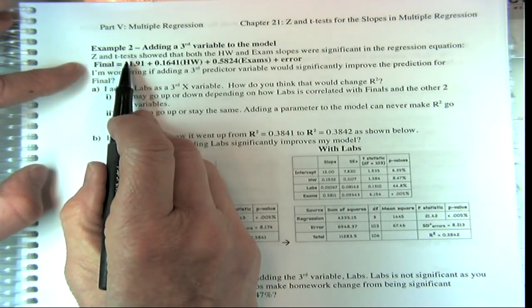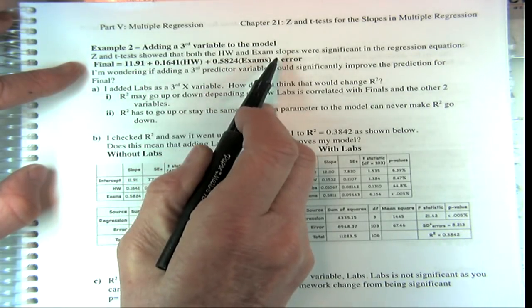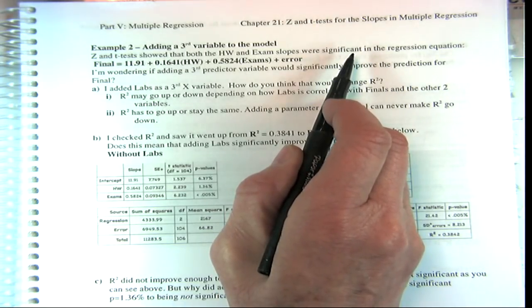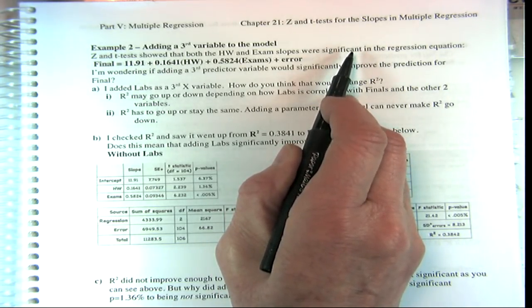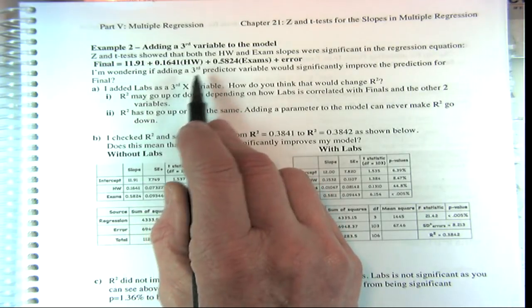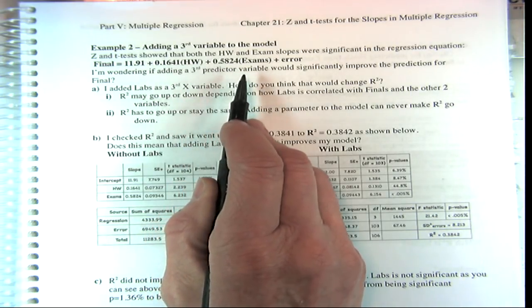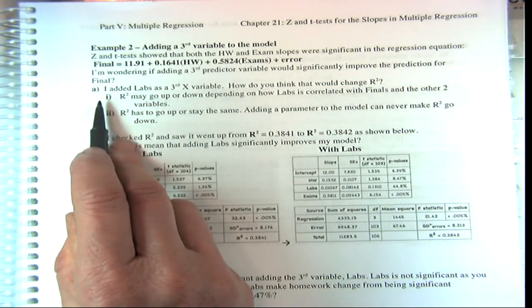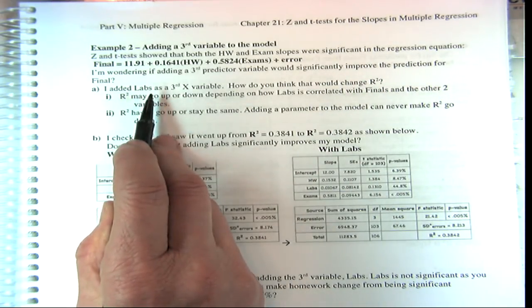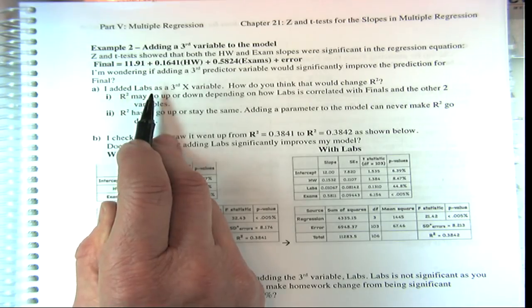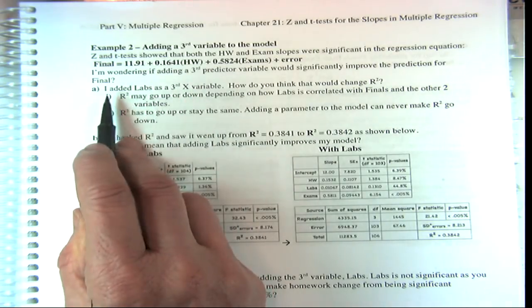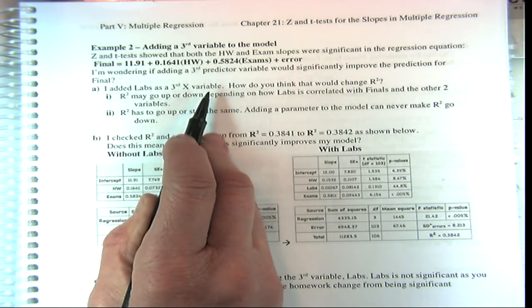So the Z and T tests showed that both homework and exam slopes were significant. Let's say they were both significant. We did it on the exams. It was even more significant. Right? So I'm wondering if I can even improve the fit by adding a third predictor variable. Would that significantly improve the prediction for the final? So I added labs. We used to give labs in Stat 100, as that's how they do it in a lot of classes. We had a computer lab. So I added labs as a third variable.